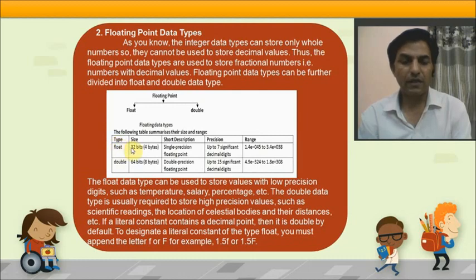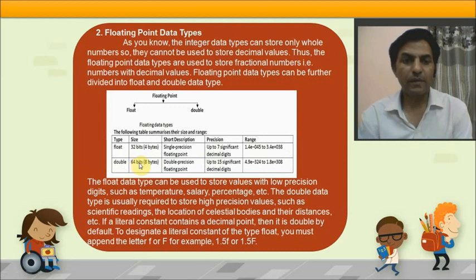Float requires 32 bits, that is 4 bytes. It is used for single precision floating point. It uses up to 7 significant decimal digits. Its range is minus 1.4e minus 45 to 3.4e plus 38.